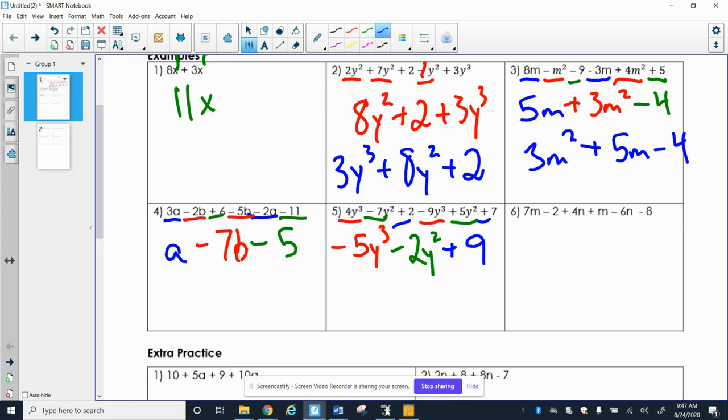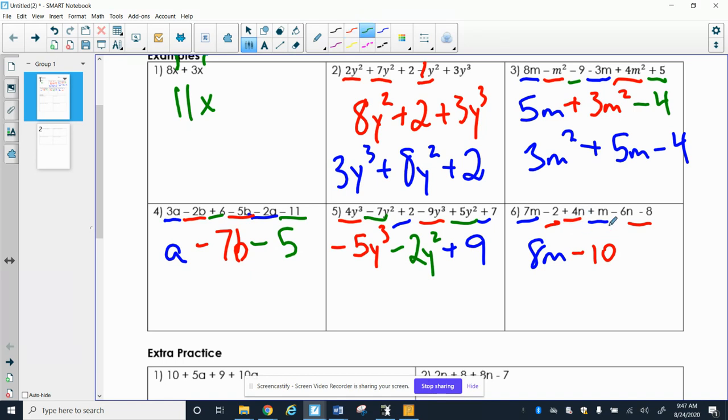Okay. Last one here. We have some m's and n's. So again, we look for the like terms. 7m, well, that would match with the plus m. So 7m plus, this is really a 1m, that makes 8m. Keep going. Negative 2, well, that matches with the negative 8. Negative 2 minus 8 is minus 10.